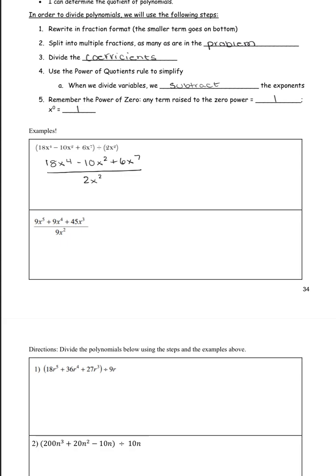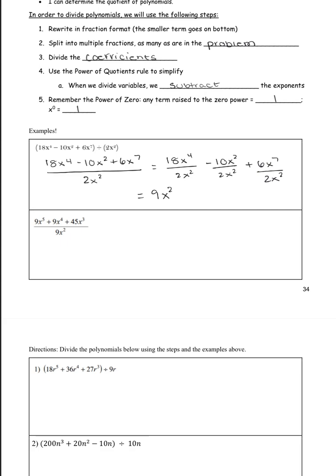All right. So the second step tells us to break it up into as many fractions as possible. So we're going to be dividing 18x to the 4th by 2x squared. Keep your signs the same. Minus 10x squared divided by 2x squared plus 6x to the 7th divided by 2x squared. All right, so you're going to divide your coefficients. So 18 divided by 2 gives you 9. Using your exponent rules, you have x to the 4th over x squared, so that gives you x squared.